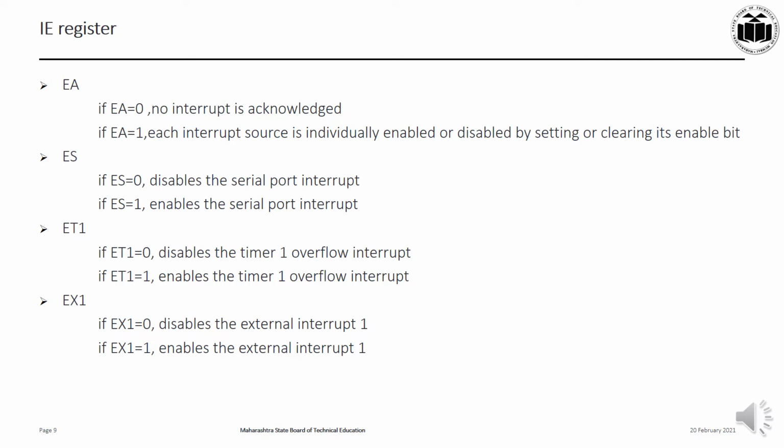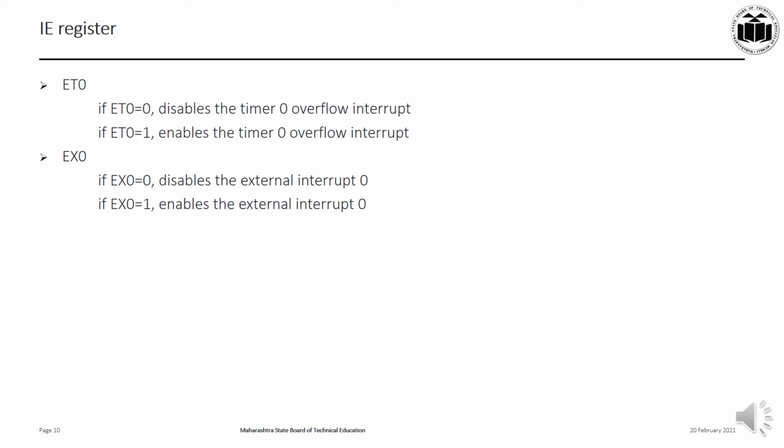Then ET1 is used to enable or disable the timer 1 overflow interrupt. So if it is 0, then it disables the timer 1 overflow interrupt, and if it is 1, it enables the timer 1 overflow interrupt. Next is EX1. If EX1 is 0, it disables the external interrupt 1, and if it is 1, it enables the external interrupt 1. In the same way, ET0 is used for timer 0 overflow interrupt. If it is 0, it disables the timer 0 overflow interrupt, and if it is 1, then it enables the timer 0 overflow interrupt.